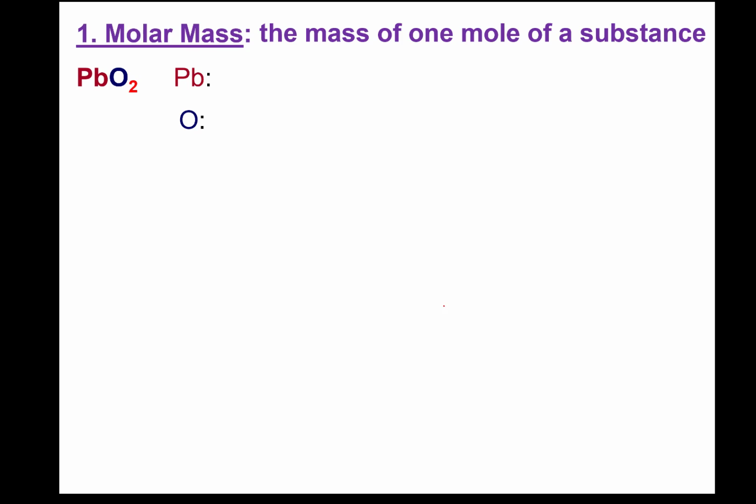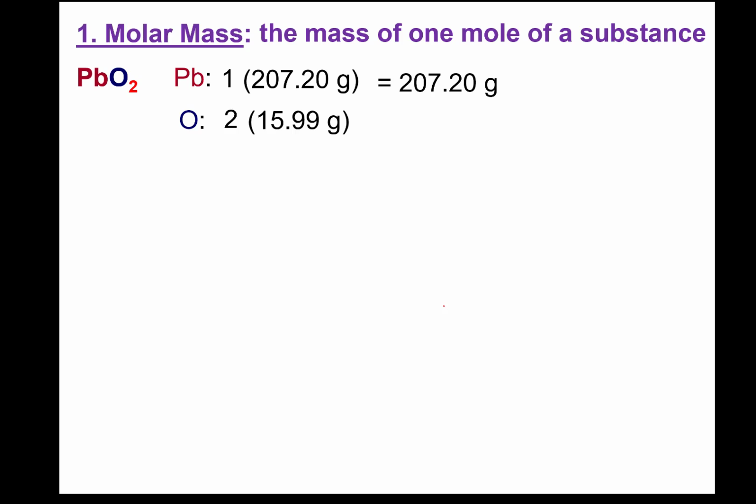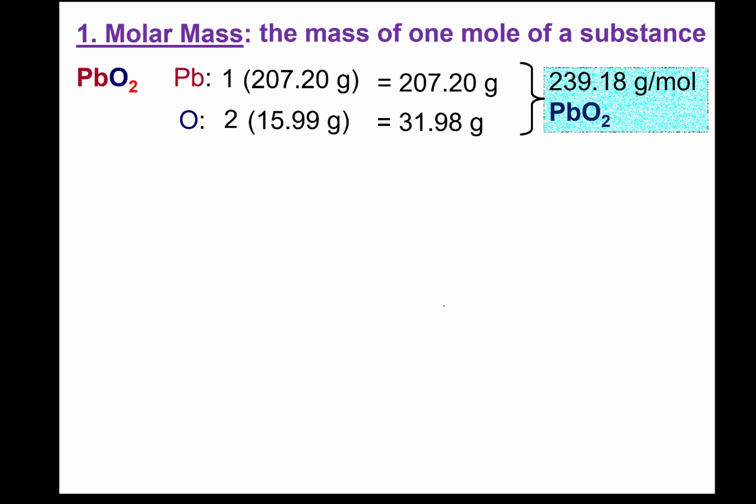So we're going to list out each type of atom we have. We have 2 different types. We're going to say how many there are of each one, which we can look at the formula to figure out. And then we go to the periodic table, look up lead, its atomic number is 82. Oxygen is atomic number 8. So we know in every mole for lead, there's going to be 207.2 grams, and for oxygen, 31.98 grams. When you add them together, the molar mass is 239.18 grams for every mole of PbO2.